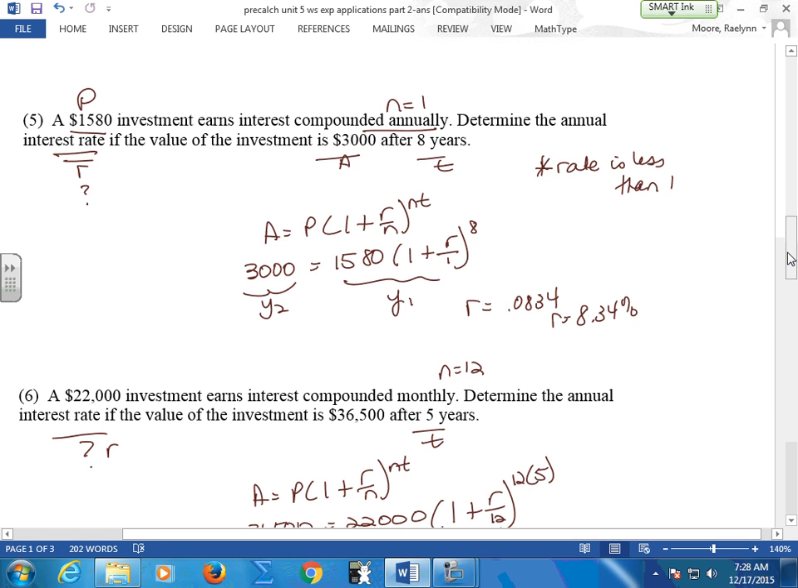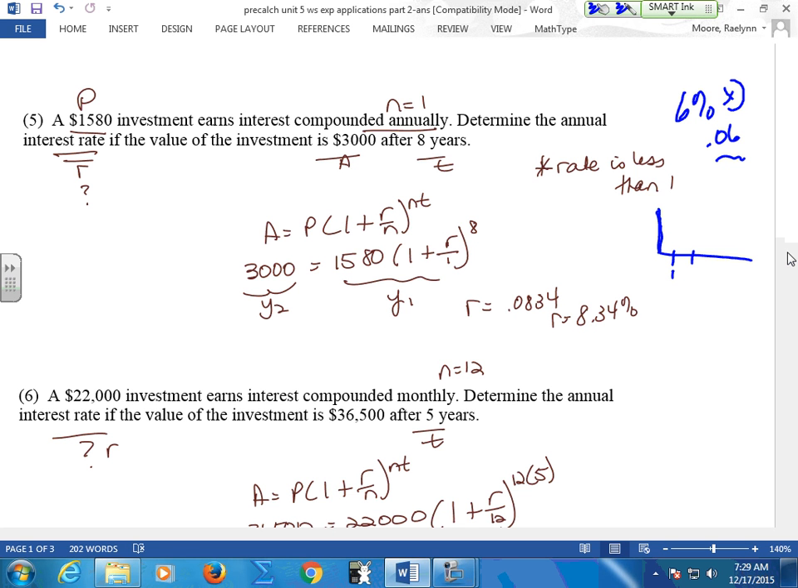Here's another one. Determine the annual interest rate. This time you're looking for the rate. Now your rates are usually 8%, 6%, and so forth. If you flip this to a decimal, it is a lot less than 1. So if that's the value of X that you're looking for, on your X-axis, if you go by ones, your rate's going to be real close to this line. Because this is going to represent your X this time.